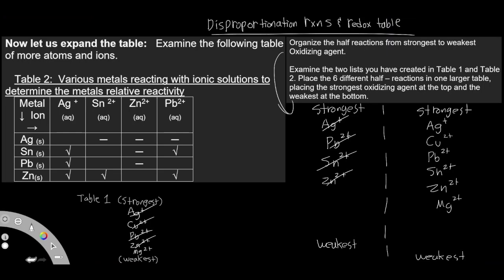It can't displace anybody, as referred to in table number 1. And we don't even see Mg here in table number 2 at all. So this seems like a pretty good list. And as you can see, if you count it out, 1, 2, 3, 4, 5, 6. Okay, exactly what was written in the question, the 6 different half reactions.